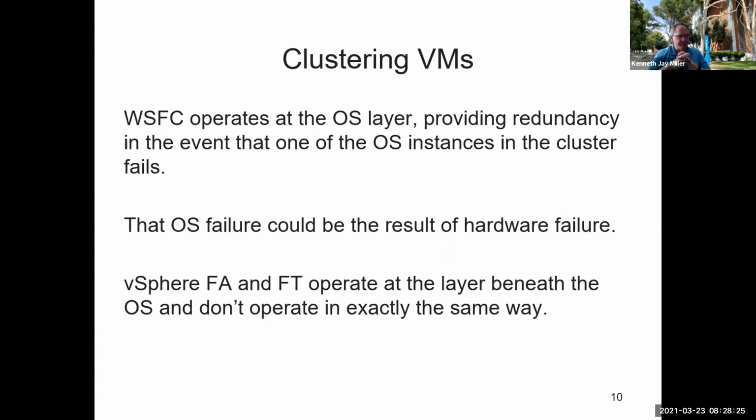So at the operating system layer, it provides redundancy in the event that one of the operating system instances in the cluster fails. That operating system failure could be the result of hardware, and vSphere HA, that should be an HA, not an FA, high availability and fault tolerance operate at the layer beneath the operating system and don't operate in the exact same way. So if it's a hardware failure, the high availability may not even work if the hardware is damaged.